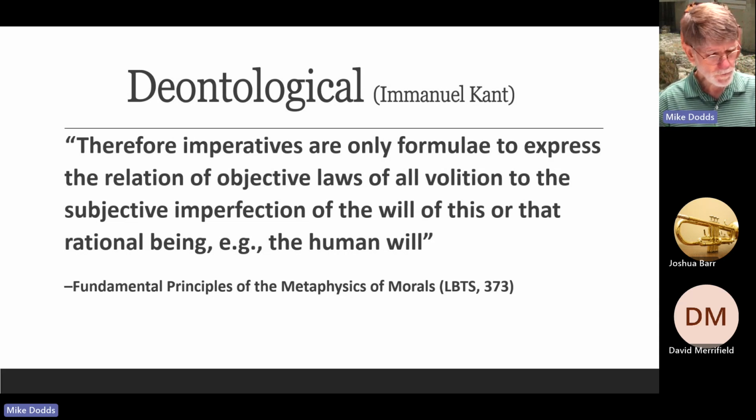Our author, I'm quoting from our textbook here. Here's a quote from Fundamental Principles of Metaphysics of Morals by Immanuel Kant. Therefore, imperatives are only formula to express the relation of objective laws of all volition to the subjective imperfection of the will. There's where the decision factor comes in of this or that rational being. For example, the human will. We have the golden rule. You do unto others, you have them do unto you. These principles are discovered, or laws we could even say, are discovered by reason. They just seem reasonable, seem right.